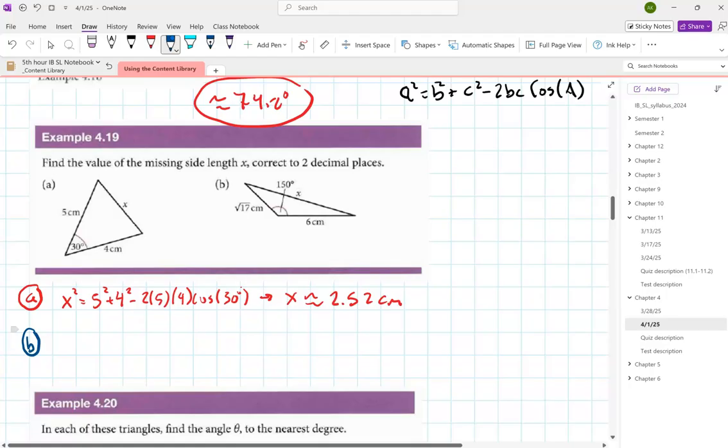Next up, we're looking at part B. Which situation or which formula do I need? Okay, that's a side angle side situation, so I'll be using law of cosines just like before.